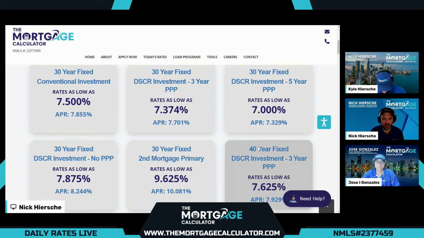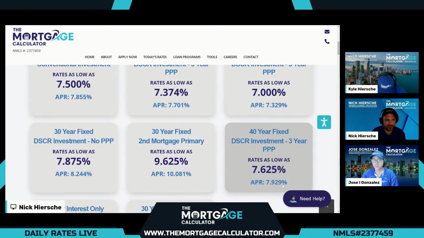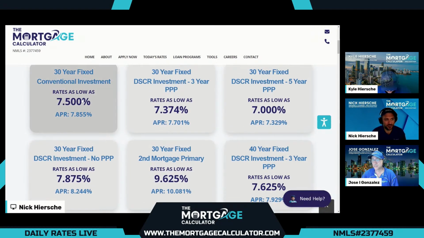And another little bonus here, we have our 40-year DSCR option. So great option to compare for our investors looking to have a higher cash flow. So 40-year amortization would mean lower payment, therefore higher cash flow. So this option with a 3-year prepay comes in at 7.625. Final APR 7.929. So just a touch higher than conventional and the other DSCR options, but will improve our cash flow for our investors interested. So all kinds of options that we have here under DSCR, including our topic for today.